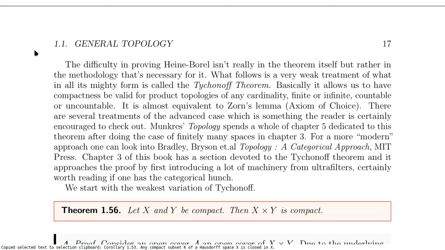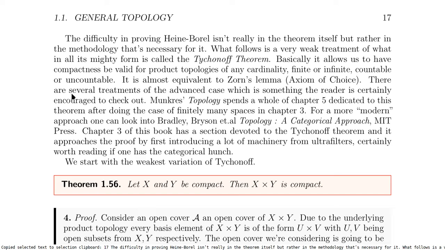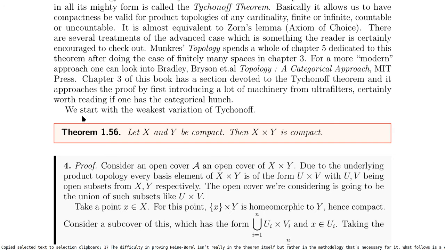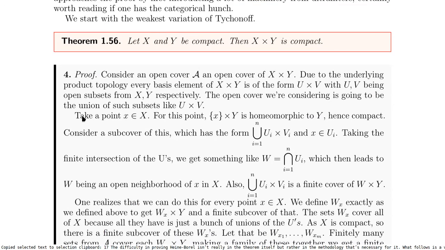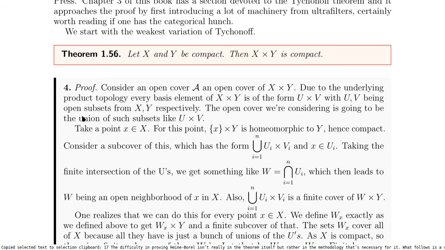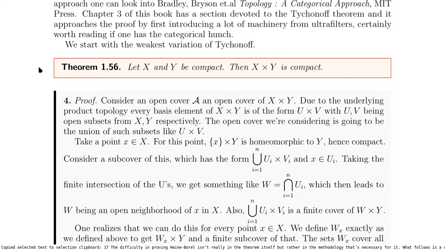So in the notes I've mentioned some places where you can look for it. Moncrief's Topology, as we talked about, has that, and this MIT book also has a very interesting way to prove Tikhonov using ultrafilters. So you can check that too. But the version of Tikhonov that we're proving here is this one: if you have X and Y as compact topological spaces, then their product, having the product topology, is also compact.